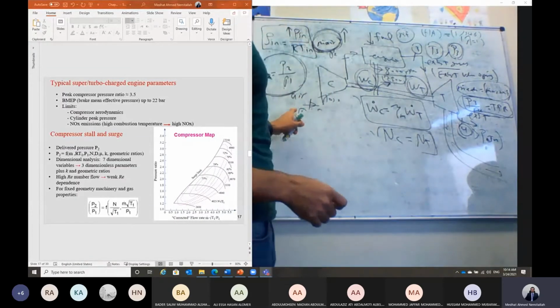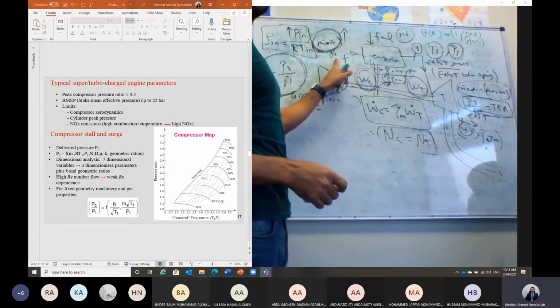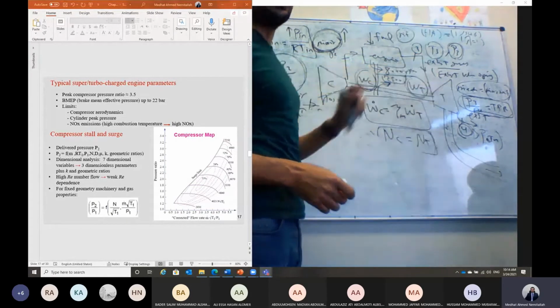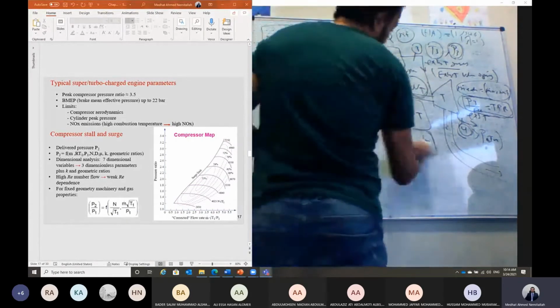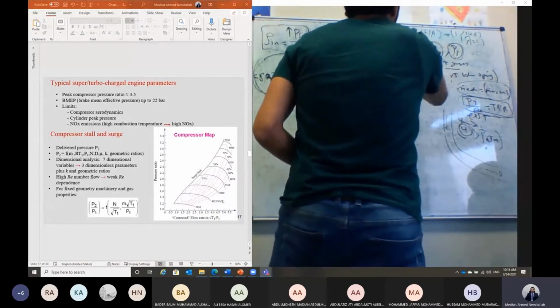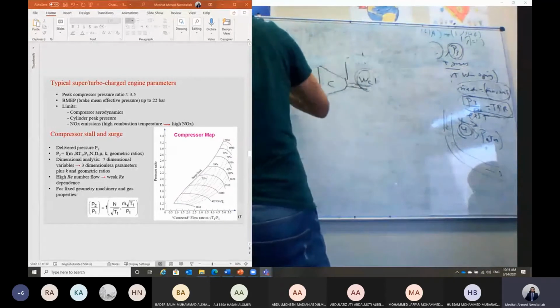Just please keep in mind point 1 and point 2. Point 2 is at the exit of the compressor, point 3 at the exit of the engine and at the inlet of the turbine. Okay, I will use this terminology 1, 2, 3. So just keep in mind this. But what are the limitations for using a turbocharger?